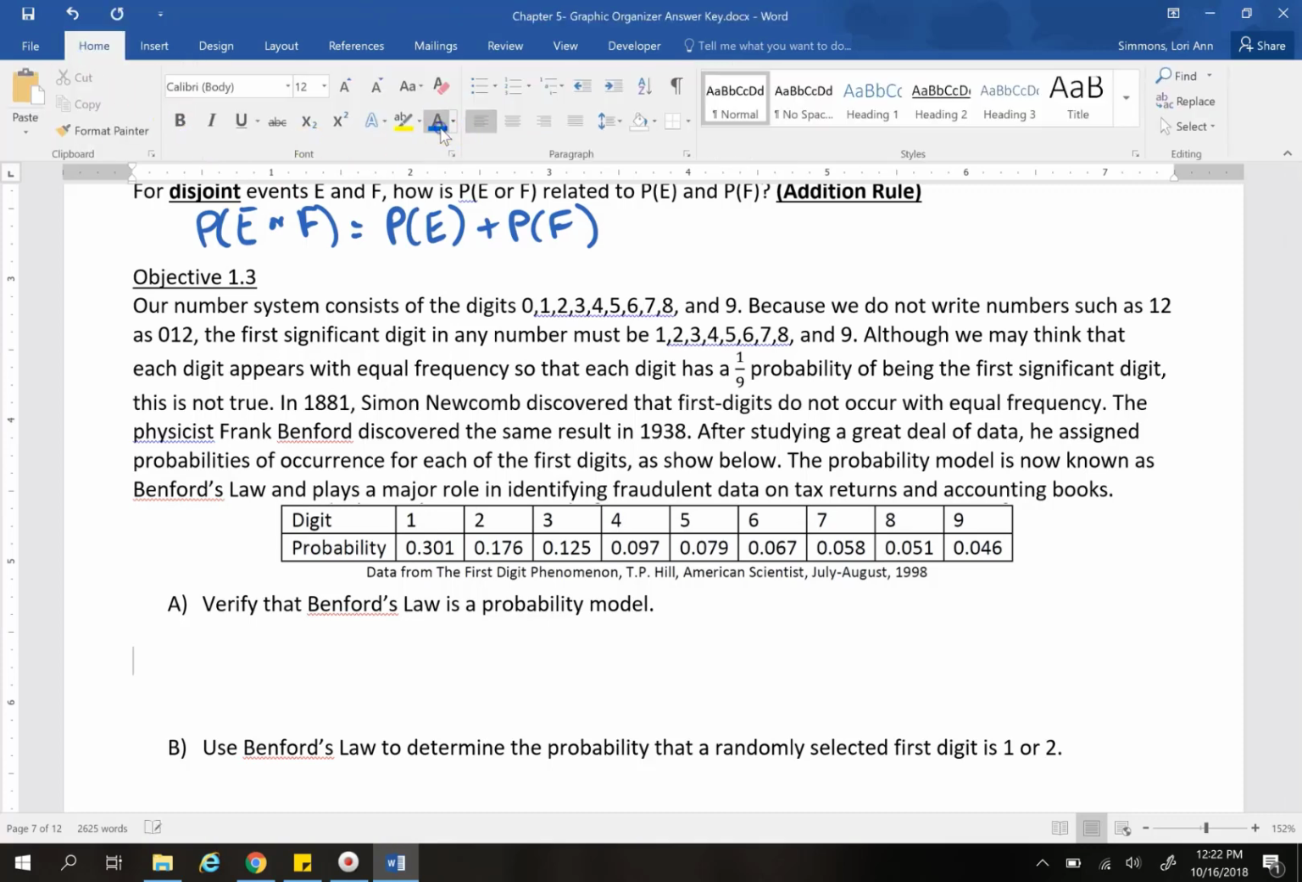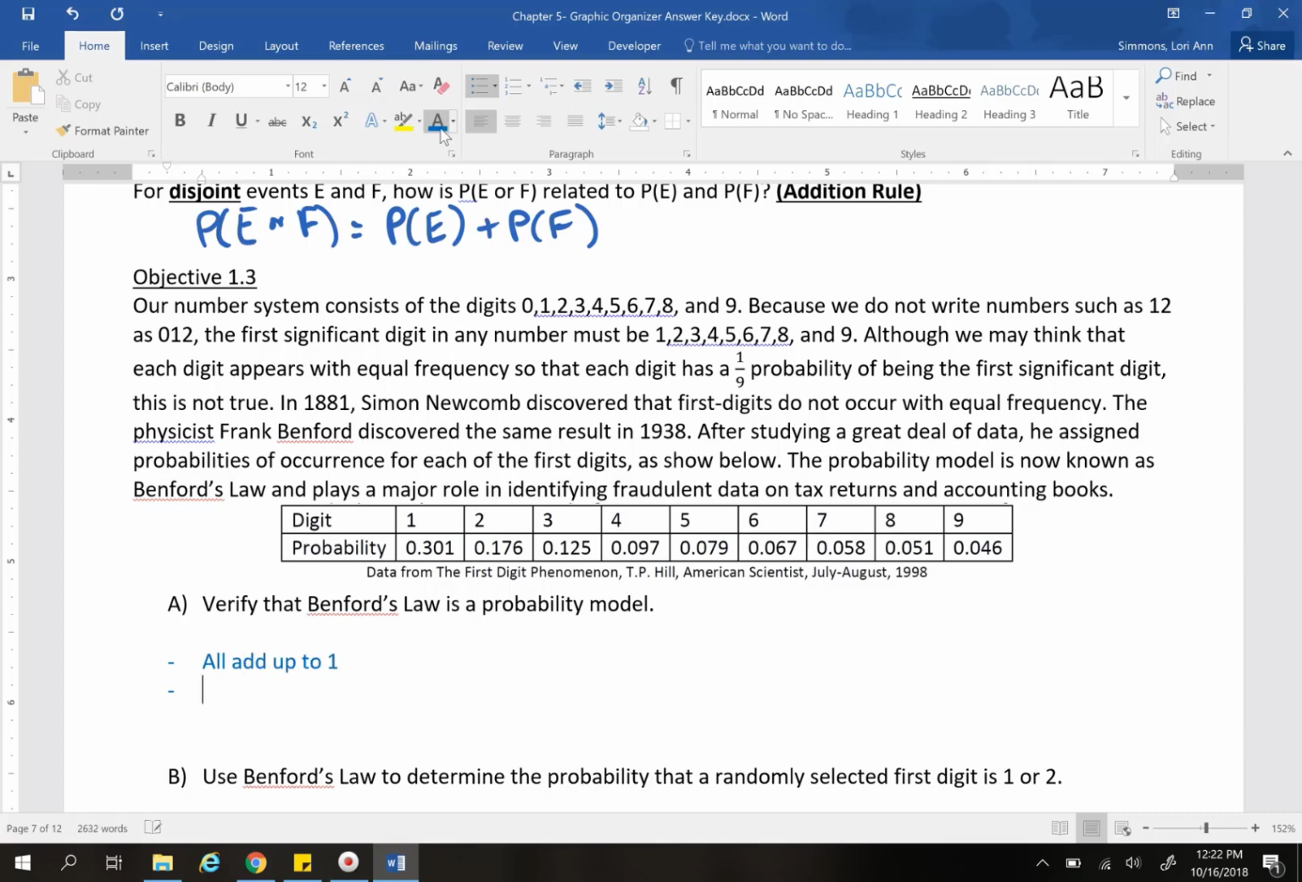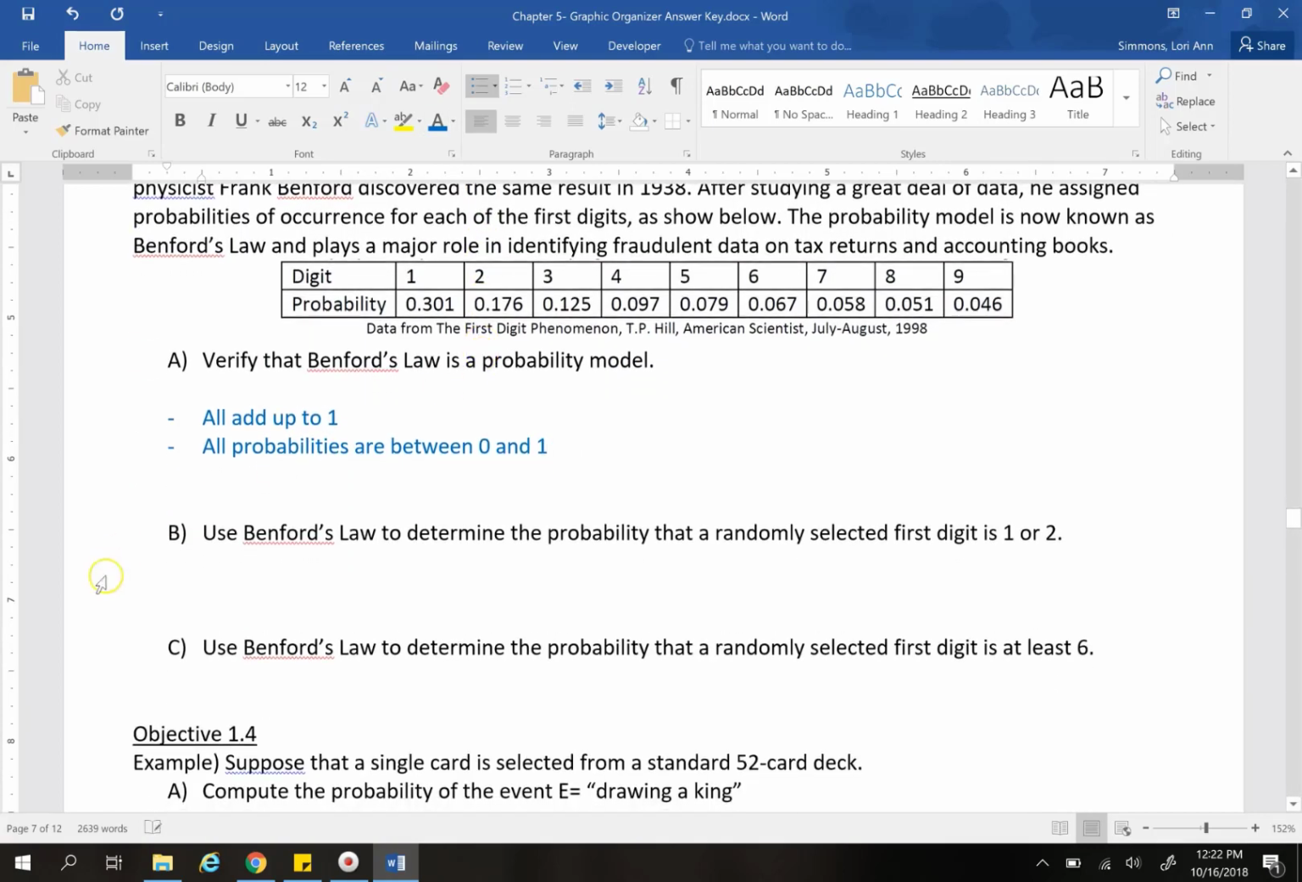Part A. Verify that Benford's law is a probability model. Remember, probability models have to have two things. The probabilities all have to add up to 1, and when you do that, they do add up to 1. And all the probabilities are between 0 and 1, or equal to 0 or 1.